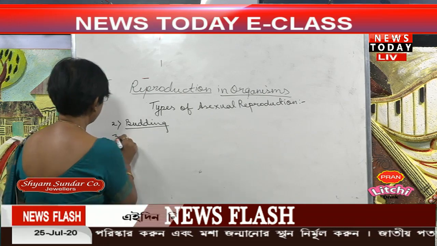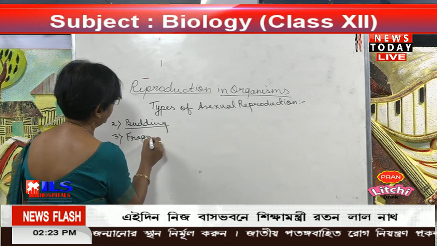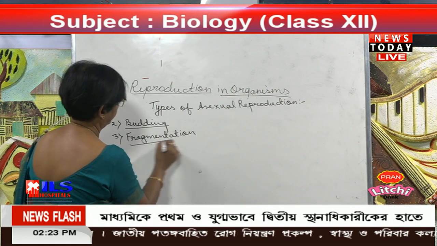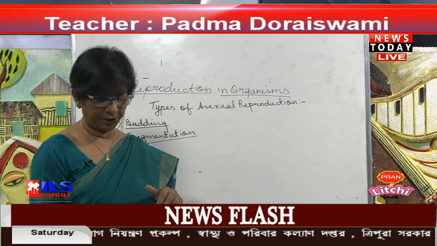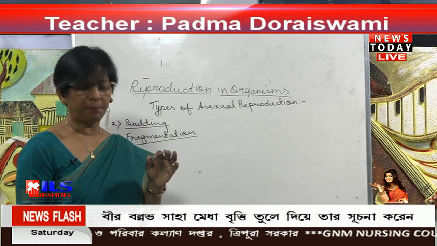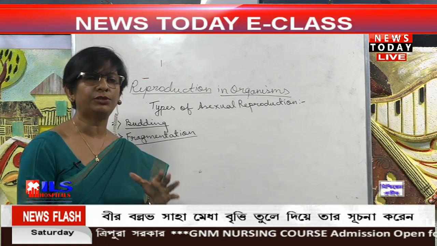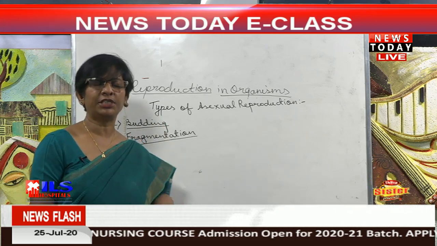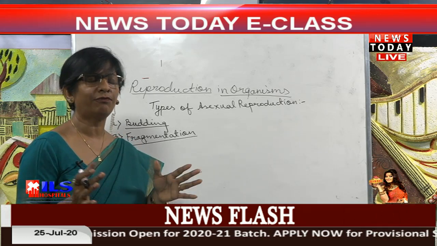The third one is fragmentation. In this, the adult body breaks apart into many parts, and each piece grows into a full-fledged organism. Wherever the deficient part is, that grows into a full one.